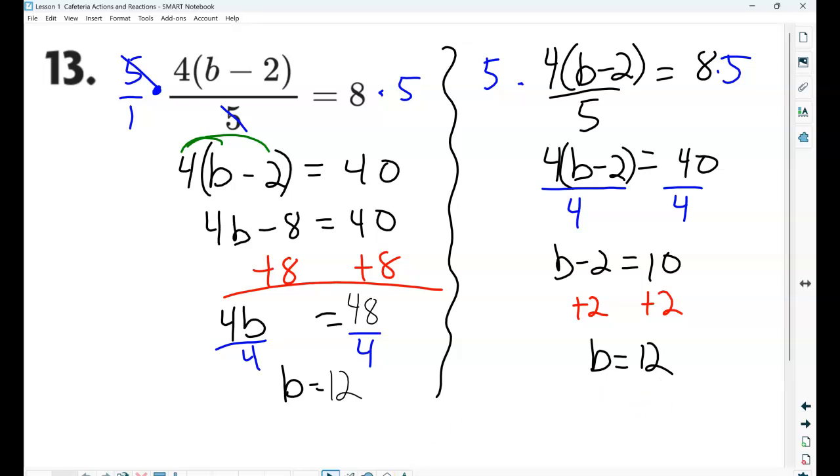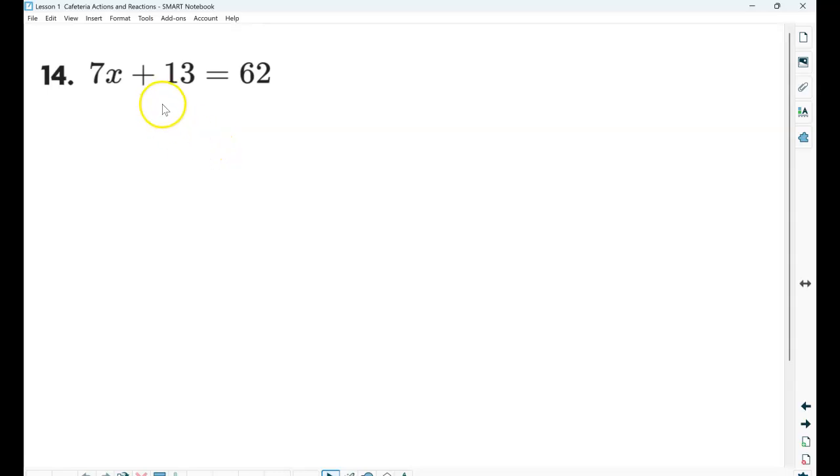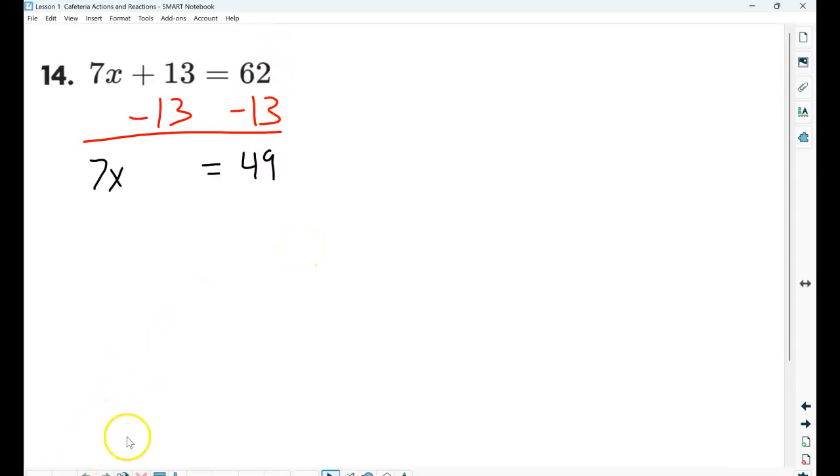All right, let's look at another one. Okay, this is just a simple two-step. Instead of adding 13, we're going to subtract 13. 62 minus 13 is 49. Bring down 7x. And it's 7 times x, so we're going to divide by 7. And then that's going to get you x equals 7.